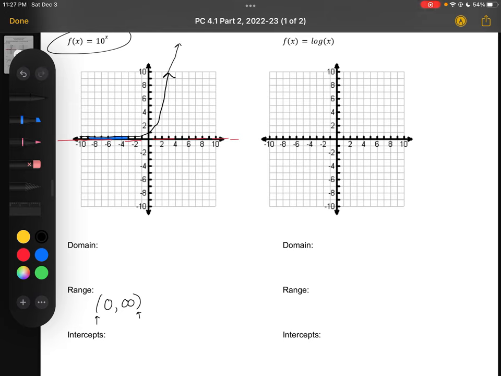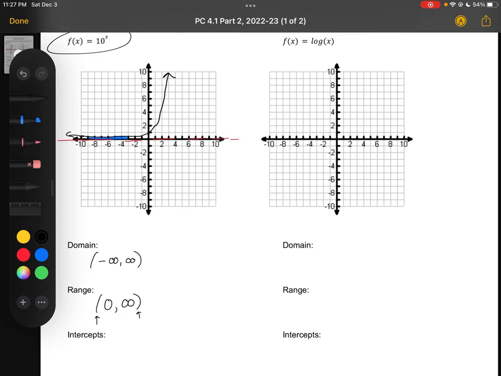The nice thing for domain is as this does go up, it keeps going to the right. There is no limitation on how far this function goes to the right. And as you can see, this continues going forever to the left. So for domain, we have no domain restrictions for exponential functions: from negative infinity to positive infinity as a basic property.